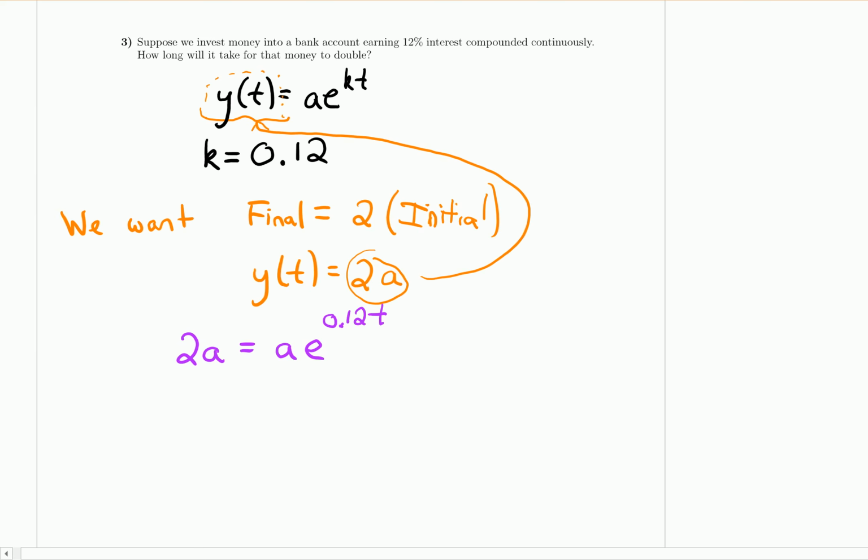Okay, and then I want to simplify this. Okay, so what we can do with this is both sides have this constant a, so we could divide by a. Alright, so if we divide by a, then the a's cancel over here, and then they also cancel on this side. So we end up with 2 on the left hand side, and that equals e to the 0.12 t in the exponent.